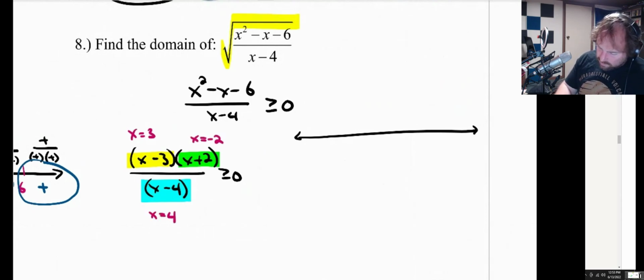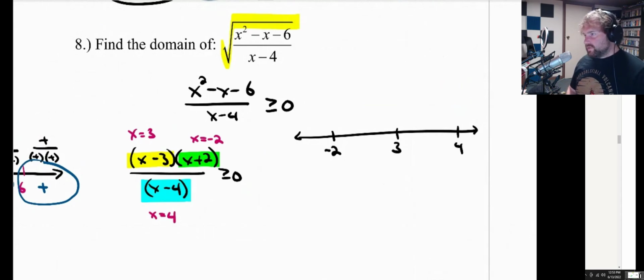So let's go ahead and put those numbers down on our chart here. Negative 2, 3, and 4. Remember, it doesn't have to be evenly spaced out. We're just looking for something to map out our thoughts onto. So again, let's plug some numbers in and see what happens. We're looking for numbers that are going to give us a positive answer here. So we should note right away that x cannot be equal to 4. That's a thing we should note right away.